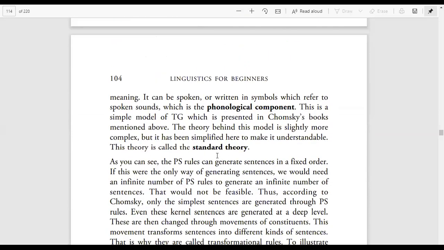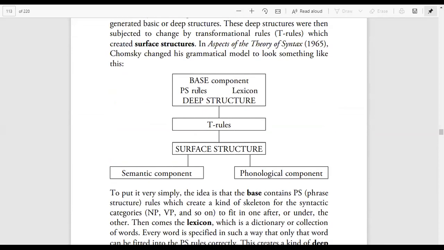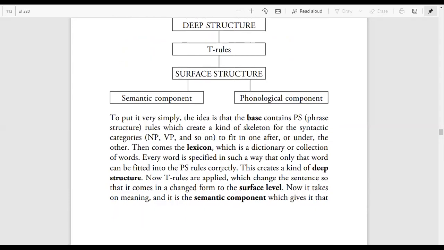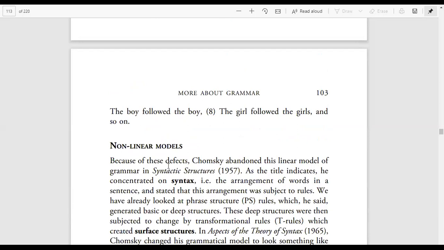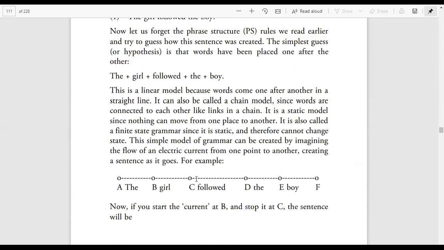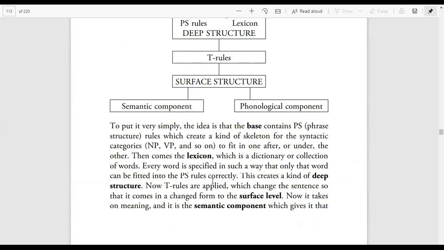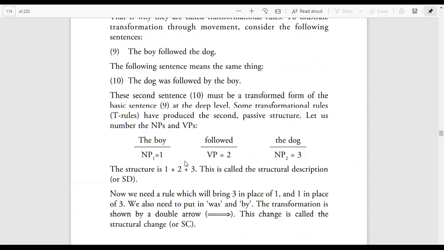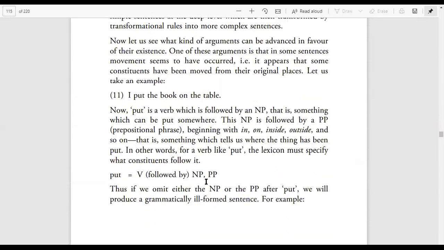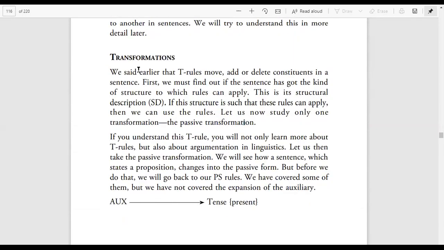And we talked about standard theory, phonological components, semantic component, surface level, deep structure, lexicon, and we also saw this paradigm as well. We discussed this paradigm in this paragraph, and non-linear models. We looked at linear models as well, and we derived some formulas from the linear models. So today we are going to stretch this topic further, and we are going to complete this topic as well. And the topic is transformations.